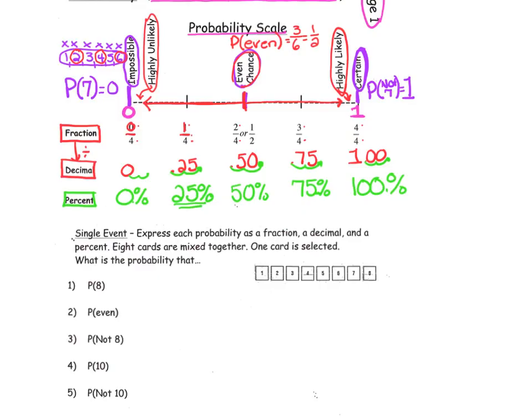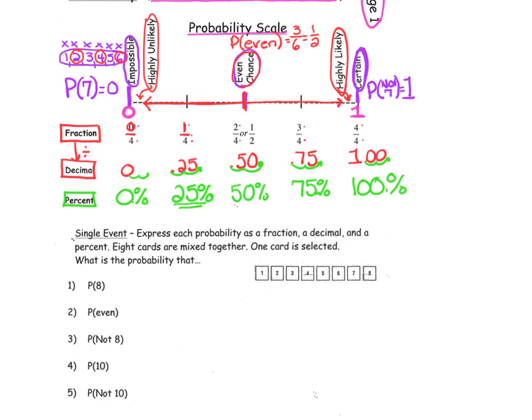Let's take a look at the 8 cards we've been given down at the bottom of the page. Each card is the same size and the same shape. So on a single draw, each card has the same chance of being drawn, which means they're all equally likely.